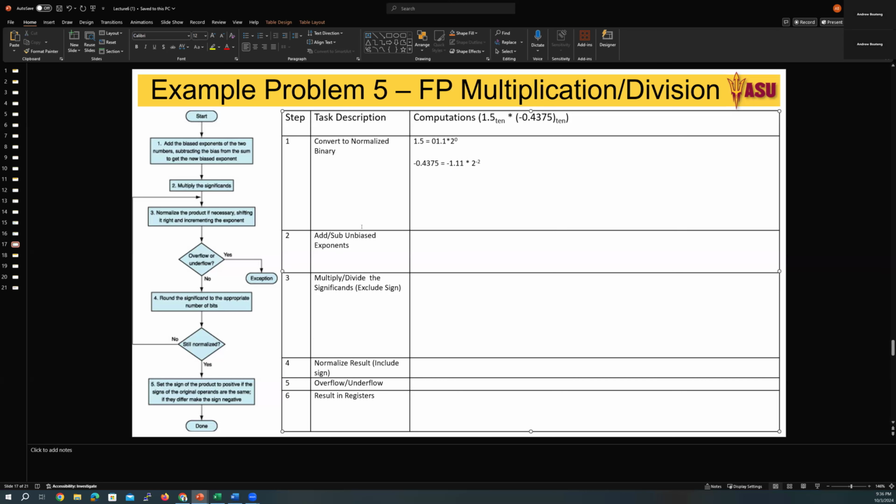The next thing they're saying is to add or subtract the unbiased exponents. So the unbiased exponents are 0 and negative 2. We're going to add them because it's the multiplication algorithm. So 0 plus negative 2, the answer is negative 2. Now that we're done with this, we're just going to take the values without the exponents and without the times 2. And what are we supposed to do? We're supposed to multiply them.